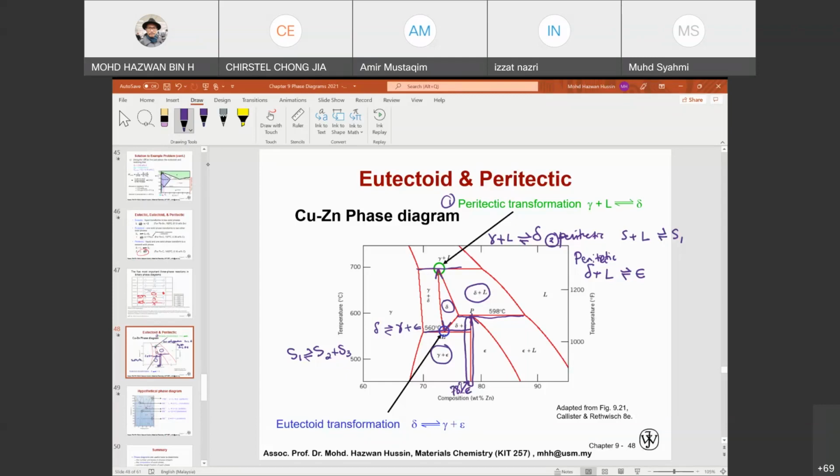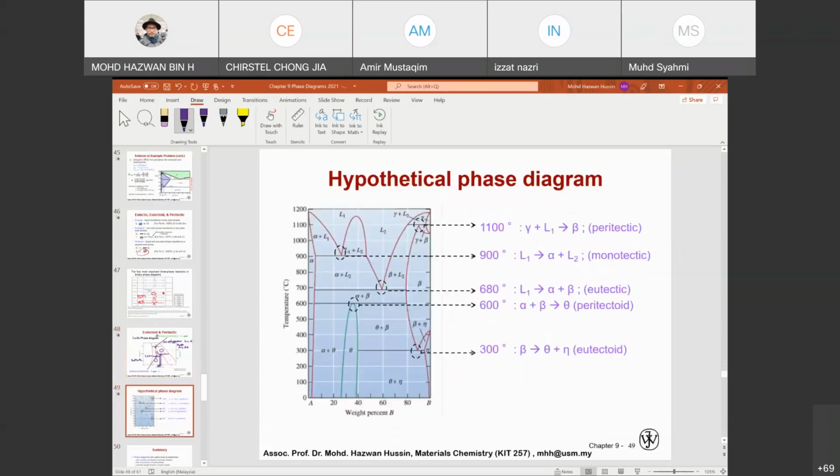Okay, so these are some other things that you can discuss whenever you see any phase diagram. For a more complicated phase diagram, you can see from these examples that a lot of reactions can occur. All of this has to do with any horizontal line. So for example, like this one, we see one horizontal line, and then the phase boundary is located on top. Atas dia apa? Atas dia beta. Kita nampak atas dia ni beta.